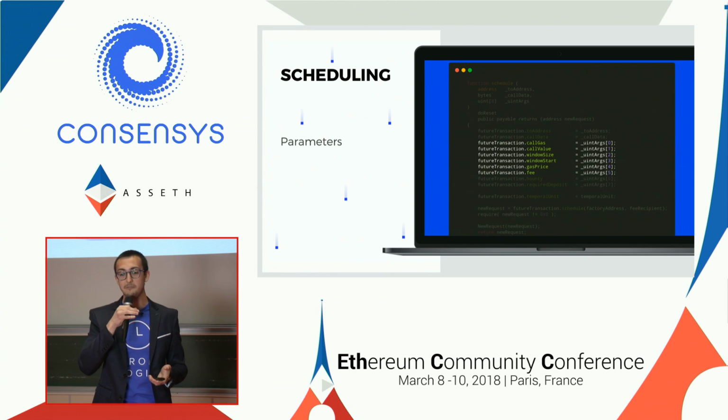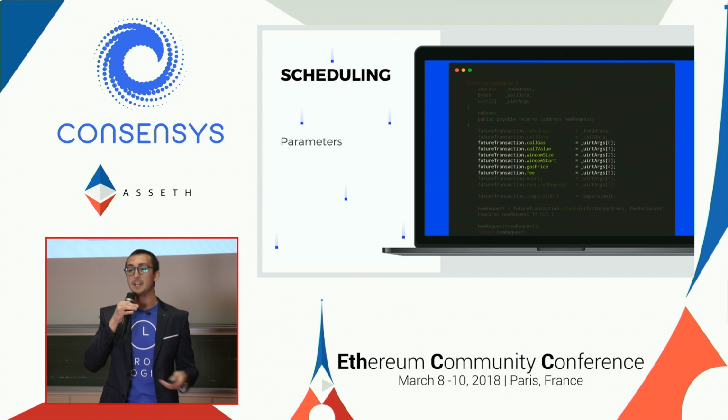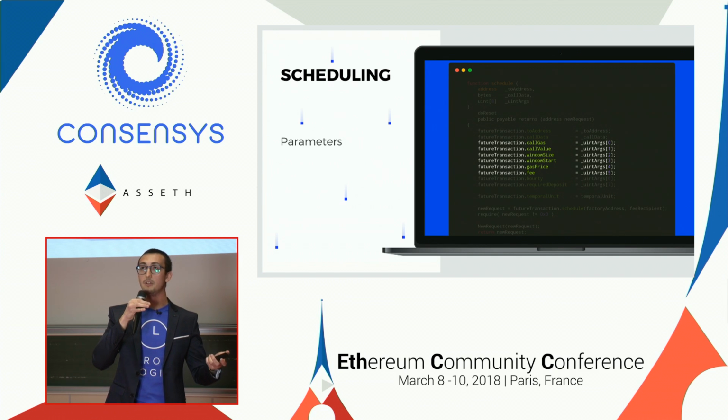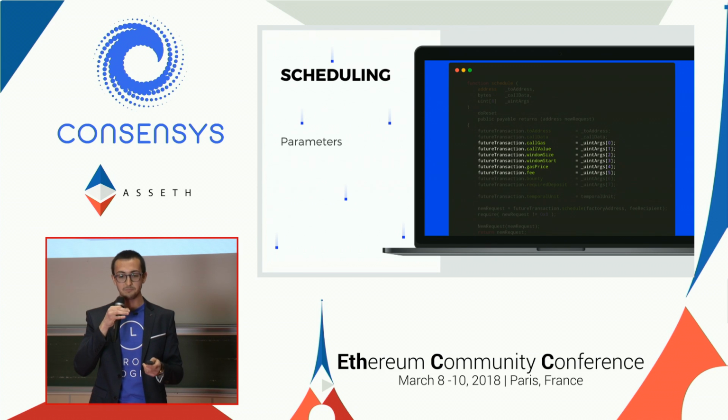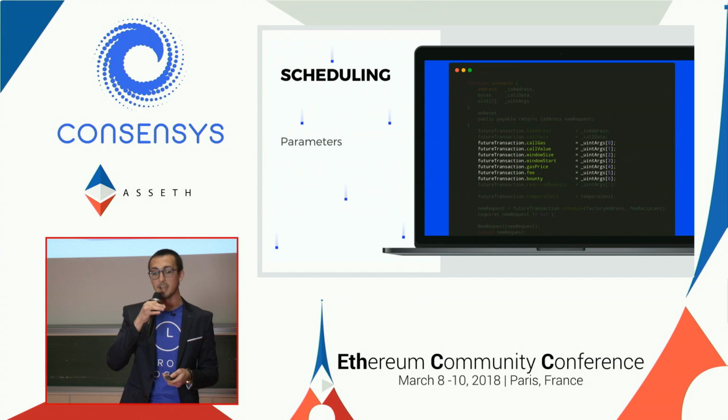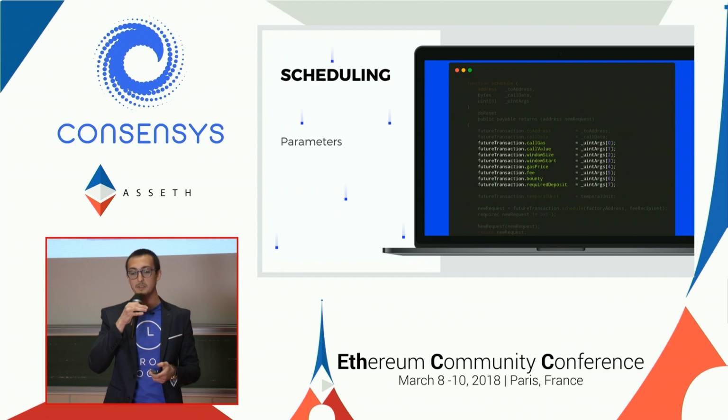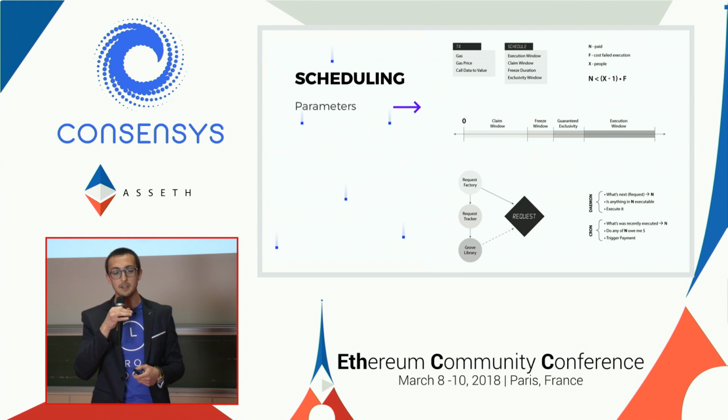We have the fee, which is a way for any integrations to make some money off of integrating the alarm clock protocol into their application. And then we have the bounty, which is what is rewarded to time nodes when they execute transactions. And the required deposit, which is part of the claiming mechanism. When a time node wants to claim a transaction, it sends this deposit. So let me jump back to this timeline here.